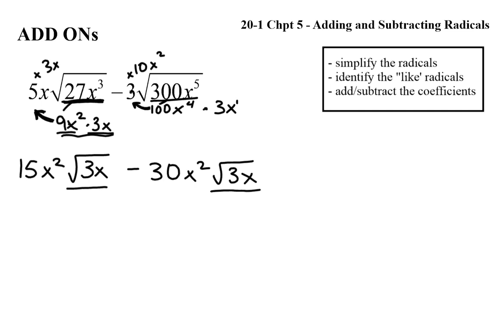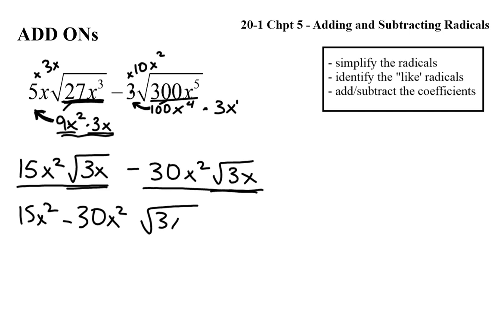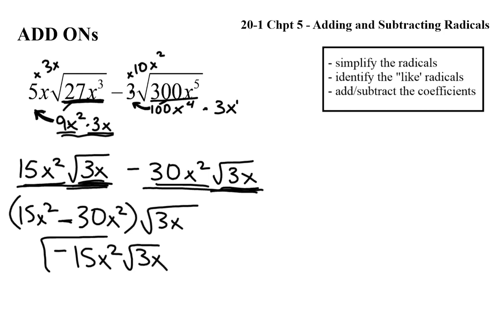Now I have both radicals the same, so I have like radicals. So 15x squared minus 30x squared, and all of that is to root 3x. So there's the two coefficients that need to be combined with the like radicals. 15x squared minus 30x squared is negative 15x squared root 3x. Lots of little things to watch as soon as we have to start rooting with the variables.